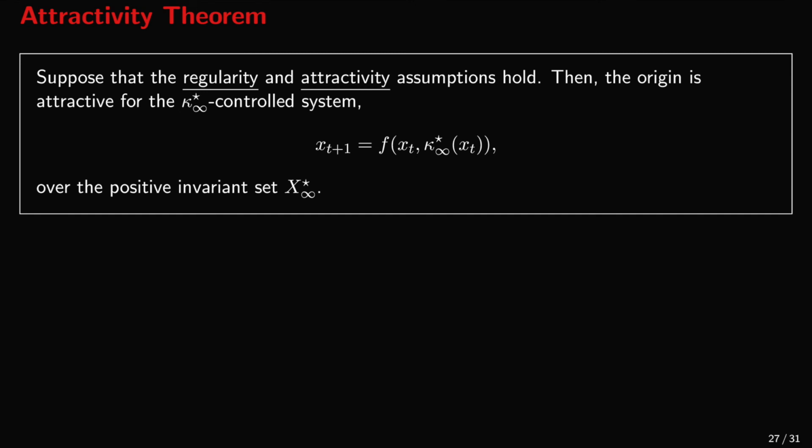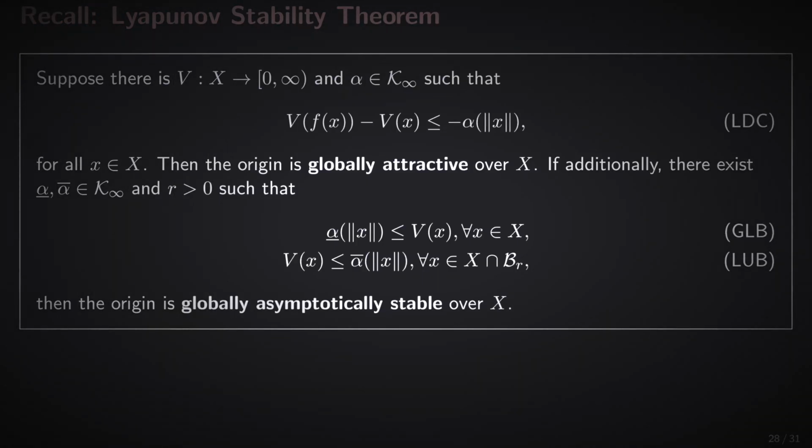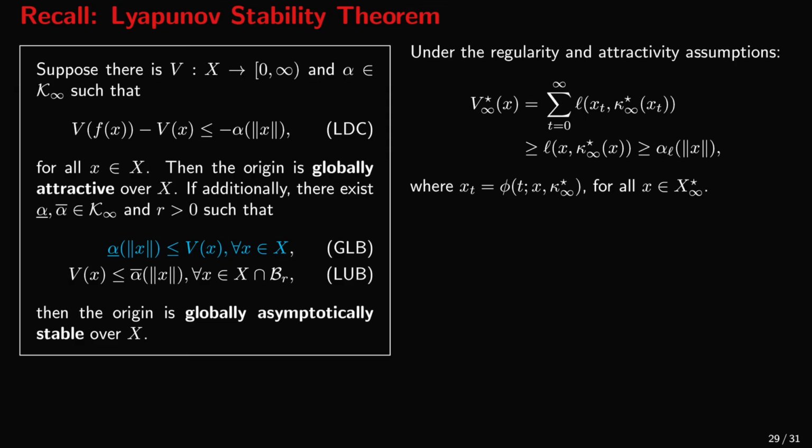So we have stated conditions under which the origin is globally attractive for the controlled system over x infinity star, and we did so by using V infinity star as a Lyapunov function. We shall now try to see whether the origin is globally asymptotically stable over x infinity star. Recall Lyapunov's stability theorem. It states that if we can find a function V which satisfies Lyapunov's decrease condition, a global lower bound and a local upper bound, then the origin is globally asymptotically stable over a set X. We have already proven Lyapunov's decrease condition for V infinity star.